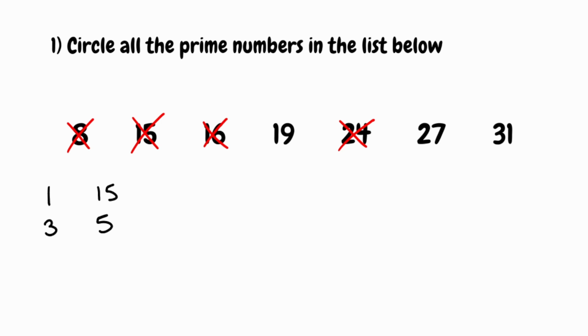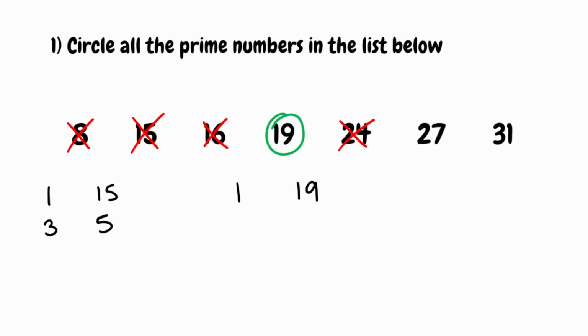Now looking at 19. The only factors of 19 are 1 times 19, because if we go through all our other times tables, we can't find one where 19 would appear until we get to our 19 times table. So the only factors of 19 are 1 and 19 itself, so it is therefore a prime number.